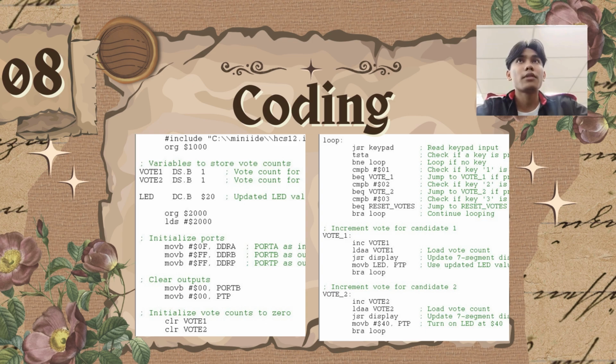And after that comes the looping part, which is for the keypad. At first, the JSR keypad is to read the input from the keypad, and after that they will check if a key is pressed. If the key pressed is 1, they will go to vote_1 for the increment. At first, they will load the count for vote 1, and after that they will update the display on the 7 segment display and also update the LED. And after vote 1, it's also the same for vote_2.